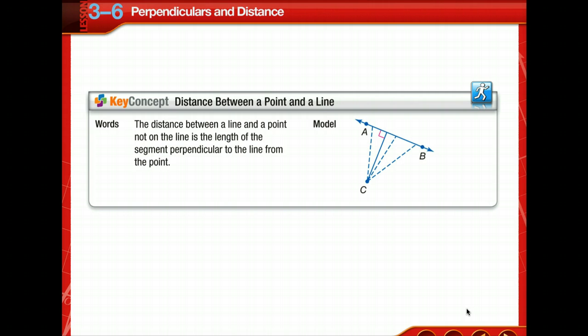Okay, let's look at the key concepts about the distance between a point and a line. The distance between a line and a point that is not on the line is the length of the segment perpendicular to the line from the point. So in other words, if we're wanting the shortest distance between this line and some point that's not on the line, the shortest distance is going to be the segment from the point perpendicular to the line.